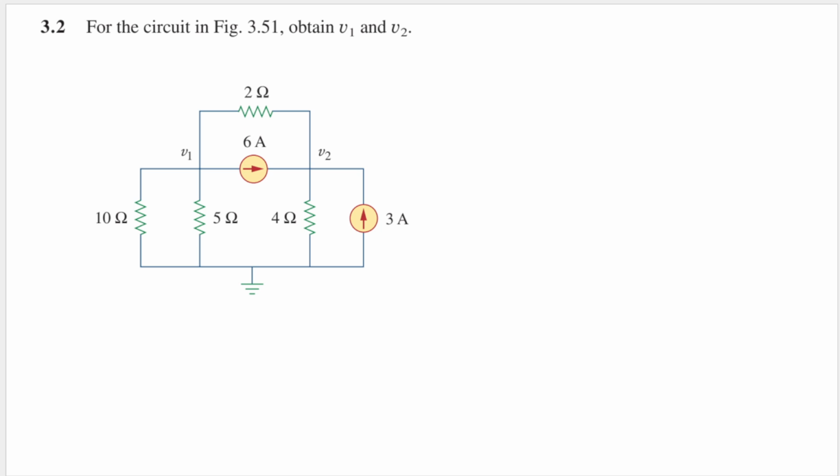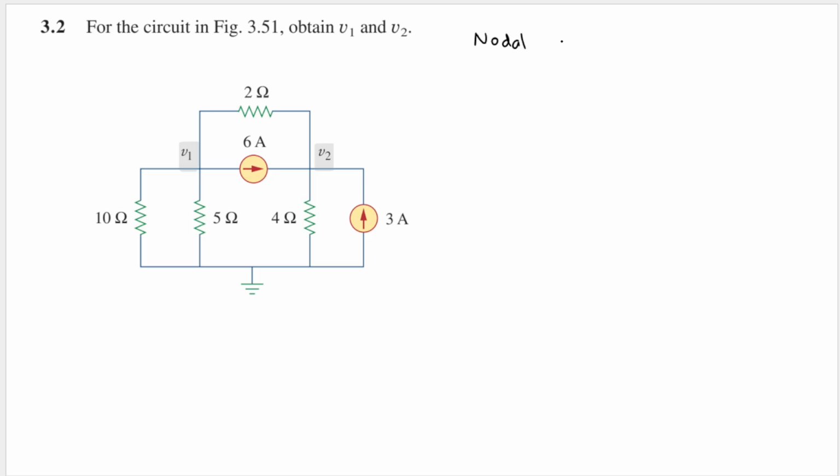Okay, the question is for the circuit in this figure here, obtain V1 and V2. Let's see, here we have V1 and then V2, and we need to use nodal analysis. So what are the steps? We will need some steps here.